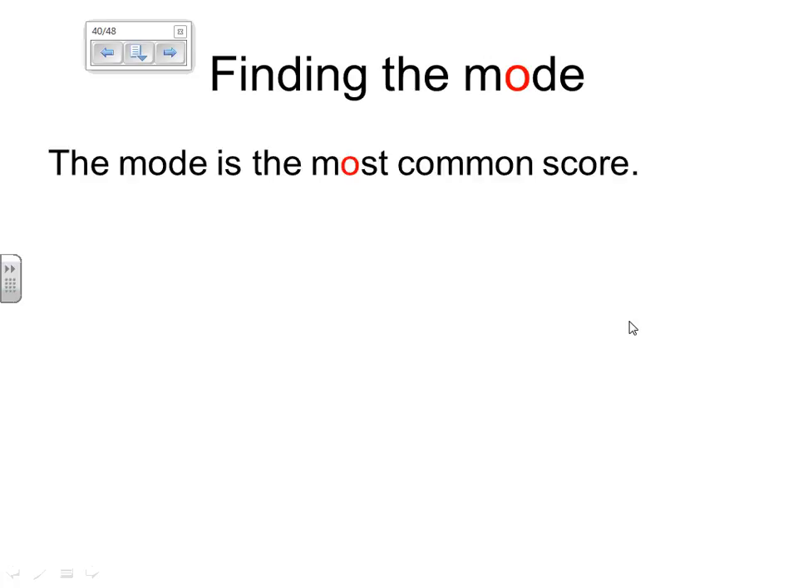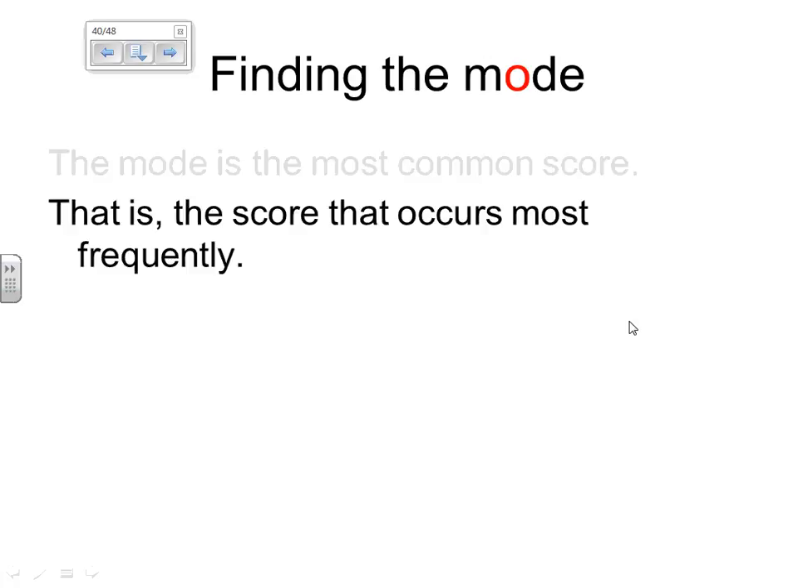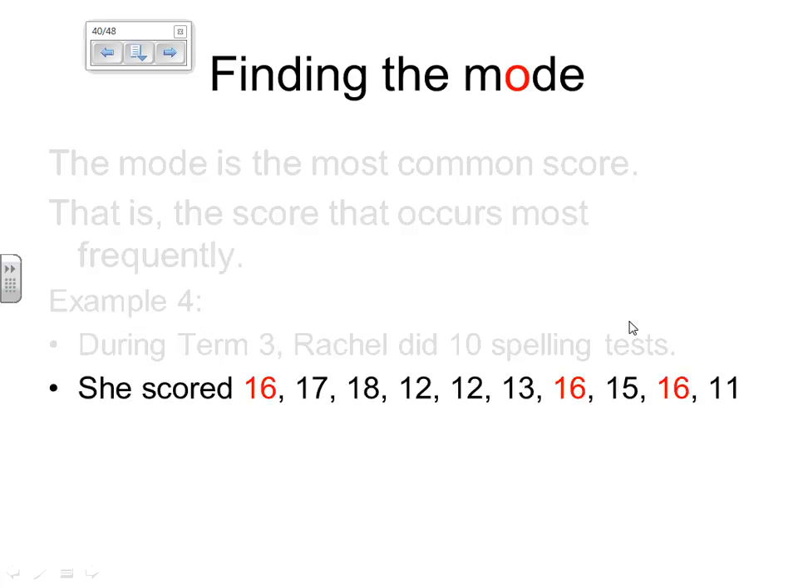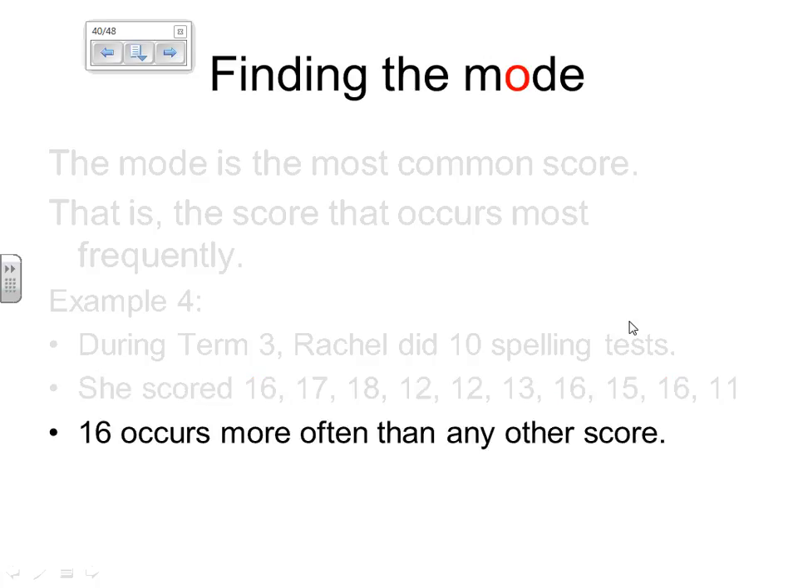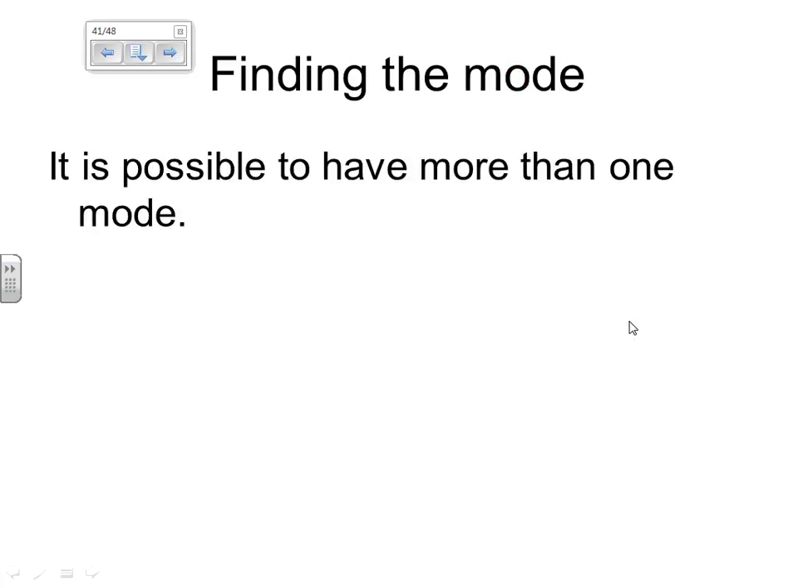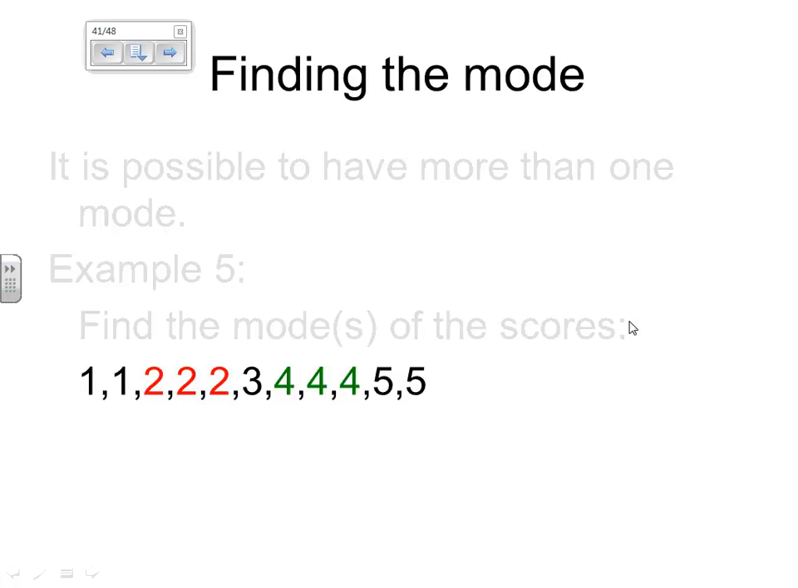Last one, the mode. Mode is the most common score. Score that happens most frequently. Here's her scores. She's got 16 1, 2, 3 times. 16 occurs more often than any other score, so therefore, the mode of the data is 16. It is possible, however, to have more than one mode. So let's have a bit of a squeeze. In this one, we've got 2s and 4s, and we got 3 of each, so our mode would be 2 and 4.